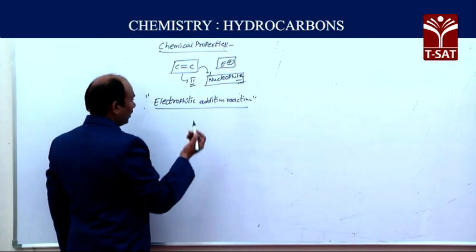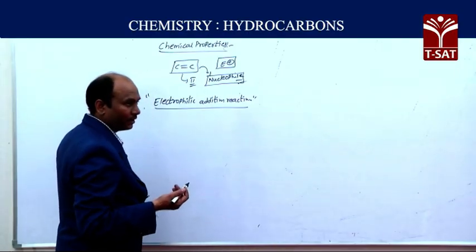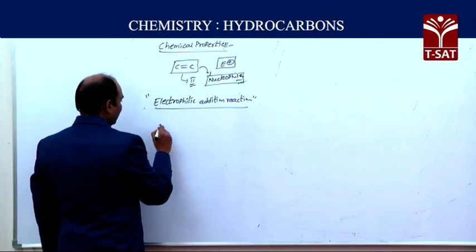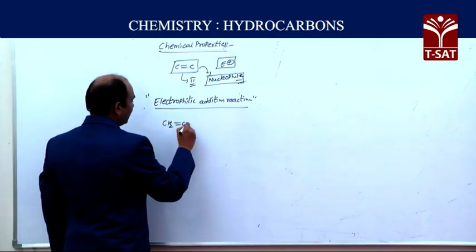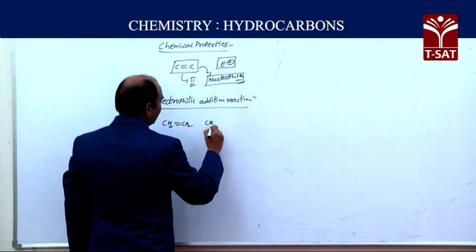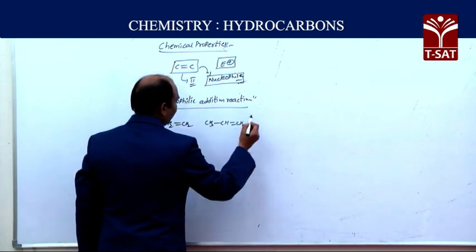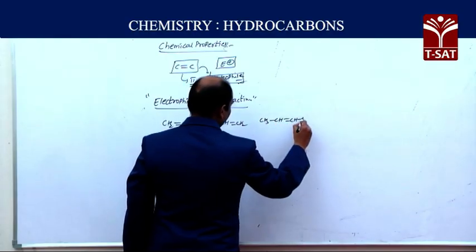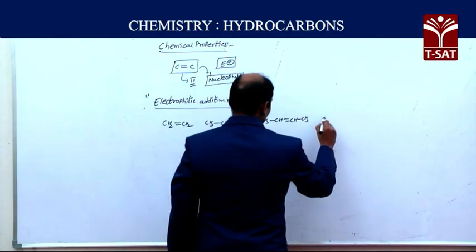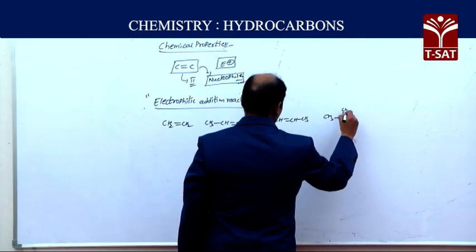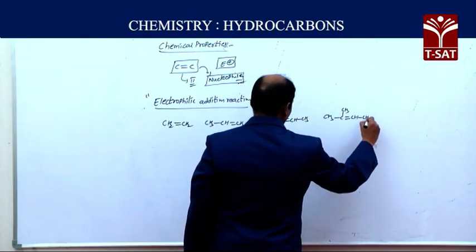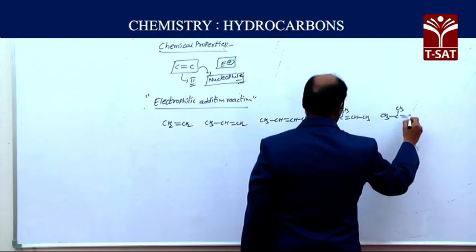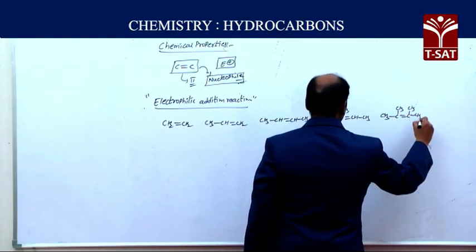Sir, what about the reactivity of the alkenes towards electrophilic addition reactions? Suppose we take CH2=CH2, and CH3-CH=CH2. Next, CH3-CH=CH-CH3. Next here, (CH3)2C=CH-CH3, and next (CH3)2C=C(CH3)2.